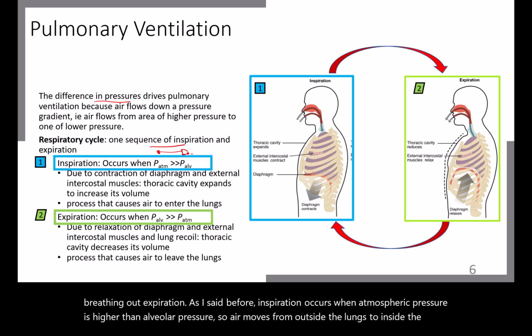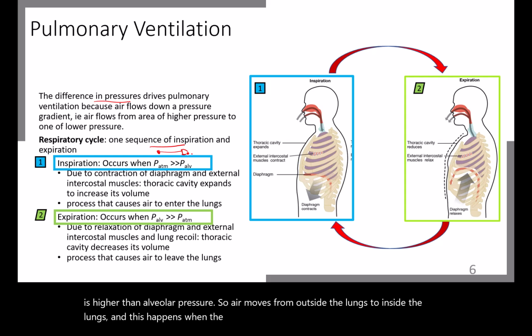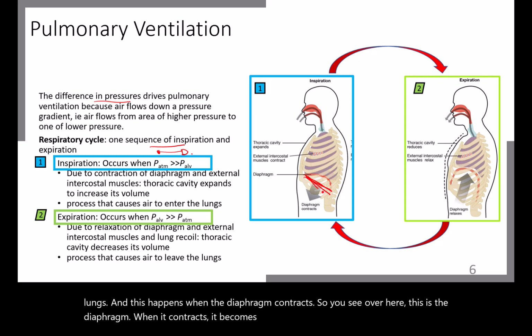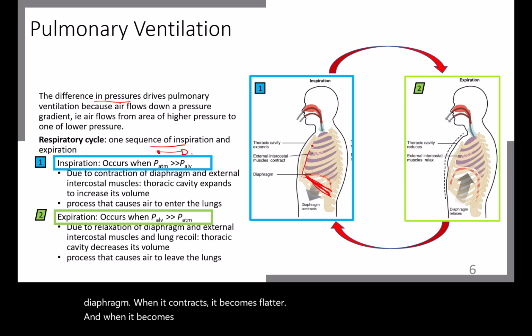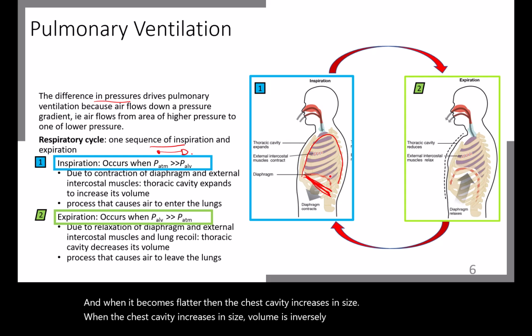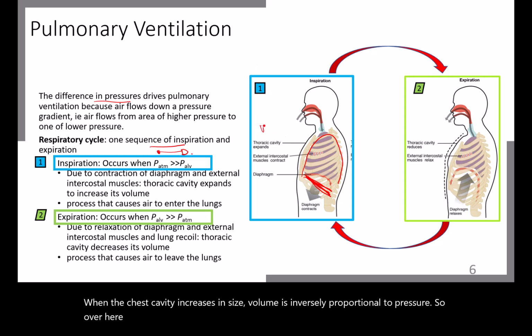And this happens when the diaphragm contracts. So you see over here, this is the diaphragm. When it contracts, it becomes flatter. And when it becomes flatter, then the chest cavity increases in size. When the chest cavity increases in size, volume is inversely proportional to pressure. So over here, as the volume of the chest cavity increases, the pressure inside of the chest cavity decreases, right?